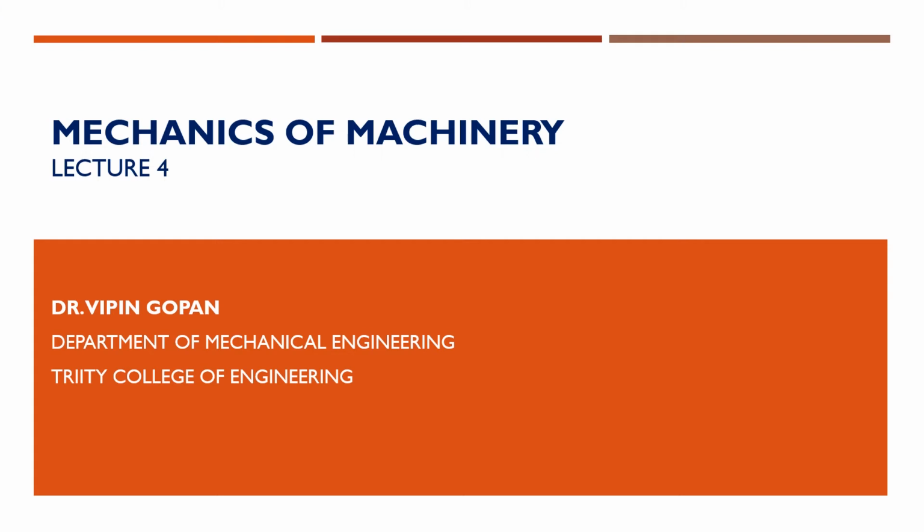Hi all, welcome to the fourth lecture on mechanics of machinery. In the last lecture, I explained about the kinematic pairs and different types of constraint motion. In this lecture, we will look more into the kinematic chain, joints, and the types of pairs.